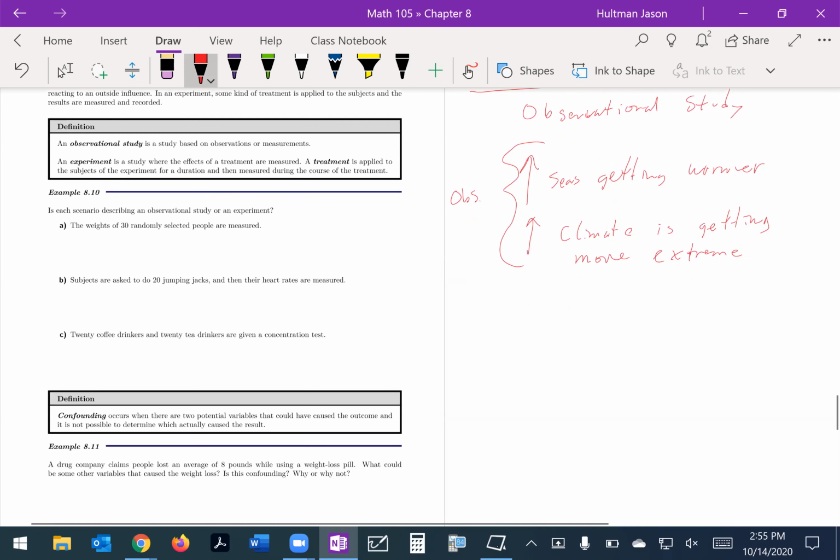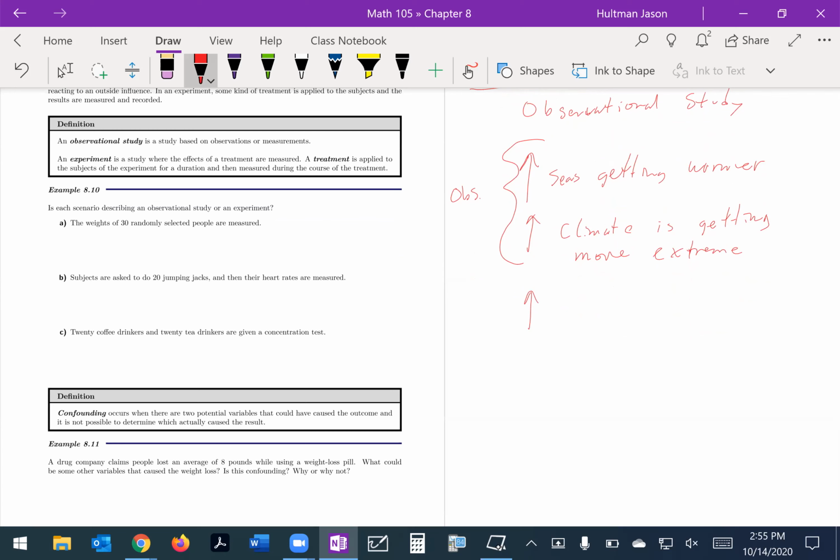Now, what else have people noticed? Well, they've also noticed that carbon emissions have increased over the last 100 years. It's probably over the last 150 years, but we'll just say over the last 100 years. And what is that? That's another observation. These are all observations, right? Seas are getting warmer, climate is getting more extreme, carbon emissions have increased over the last 100 years.